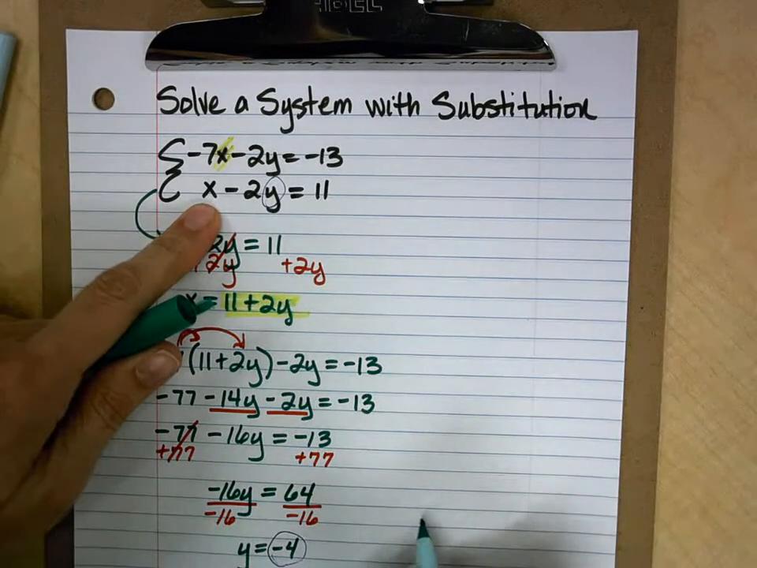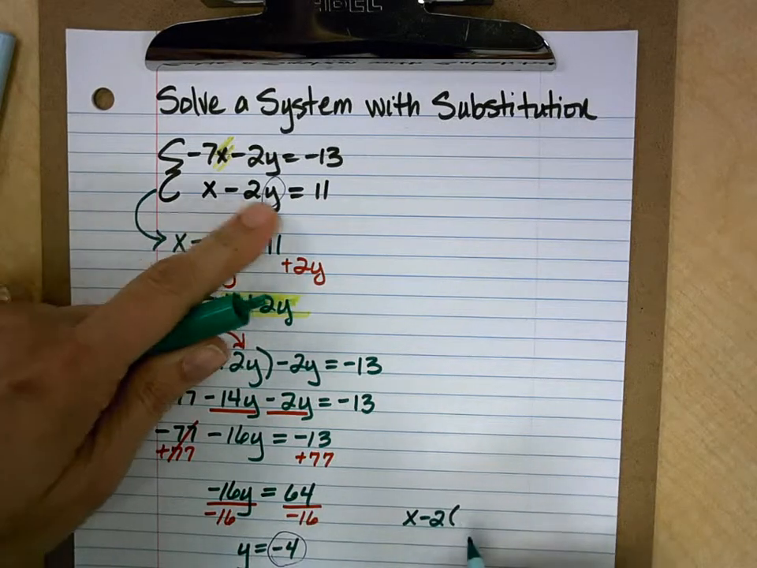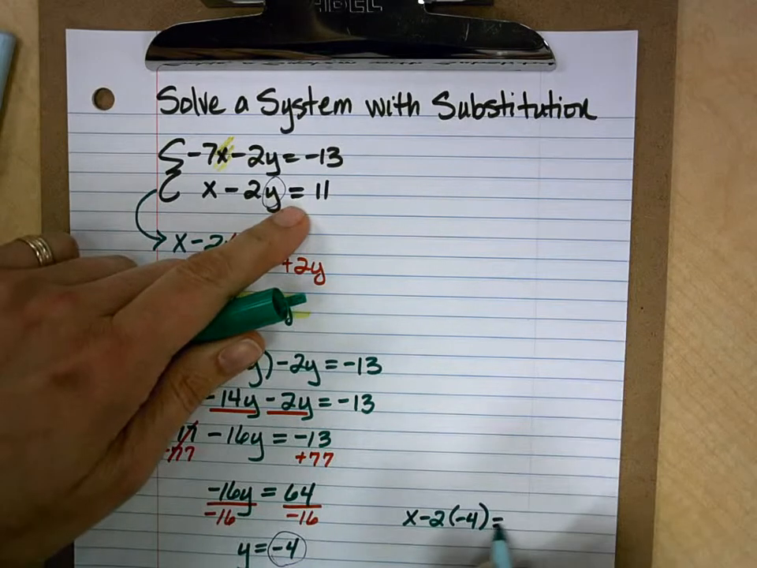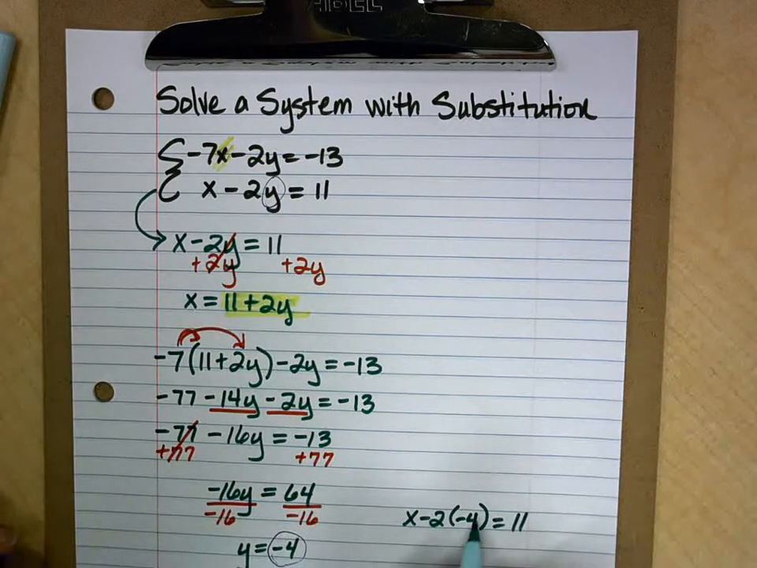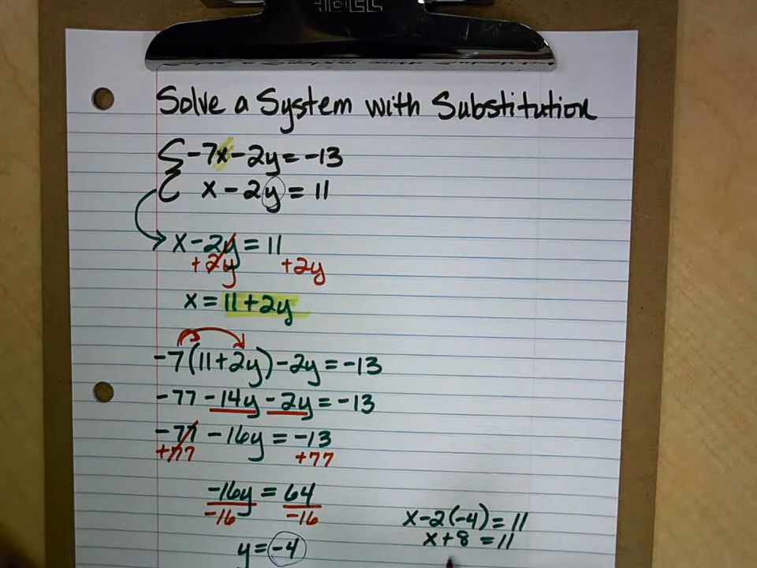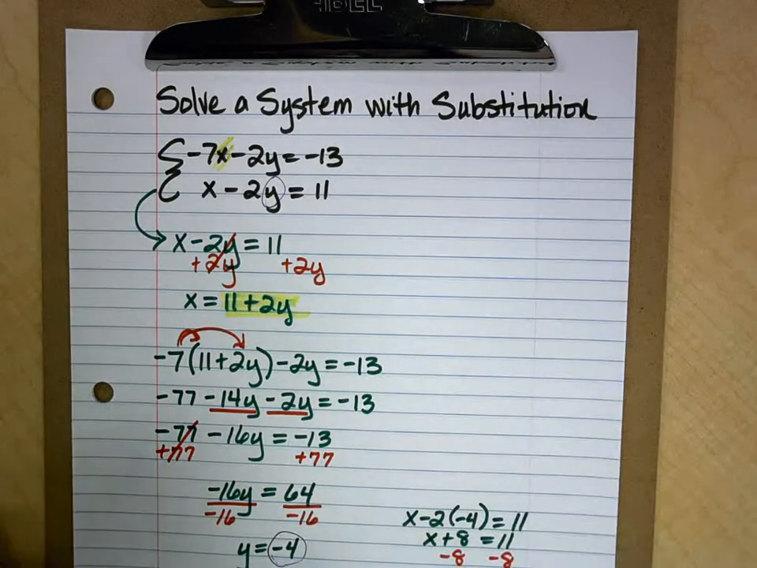So I have x minus 2 times, but my y is now replaced with a negative 4, equals 11. This is a negative 2 times a negative 4, so x plus 8 equals 11. Subtract 8 from both sides, and I have x equals 3. Remember that your answer to a system of equations is always your ordered pair. So my ordered pair is 3, negative 4.